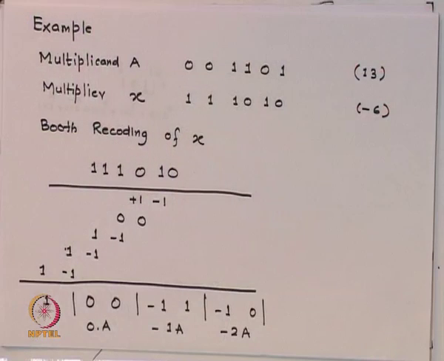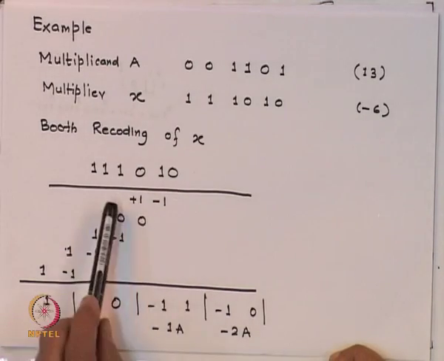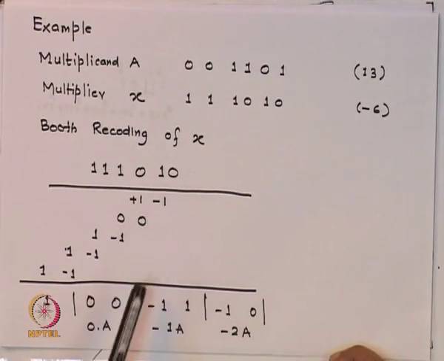Before I actually look into what I am really doing, here is my operation. Let us say in 2's complement, I have 0, 0, 1, 1, 0, 1 as 13 and 1, 1, 1, 0, 1, 0 as minus 6. So, I recode the multiplier x. Okay. My initial number is 1, 1, 0, 0, 1, 0.